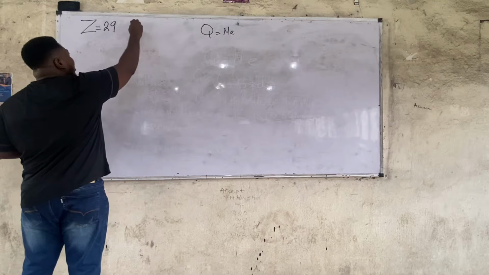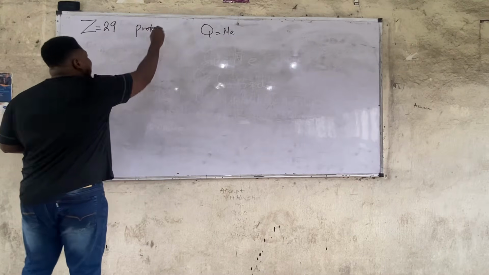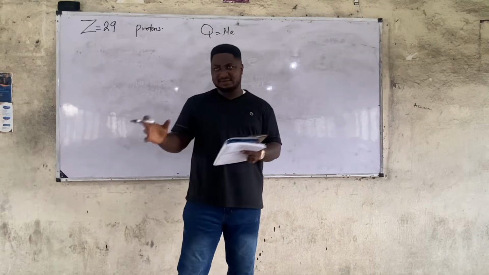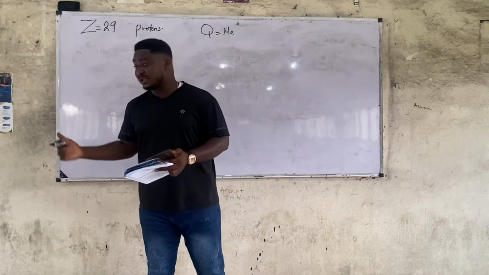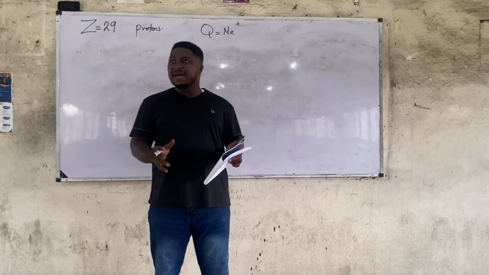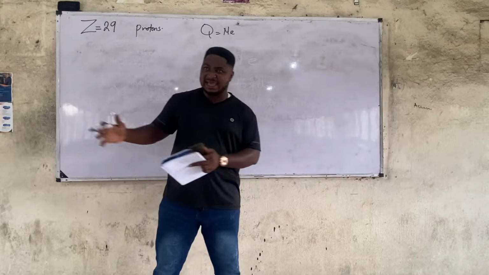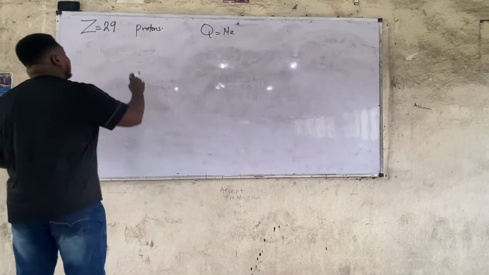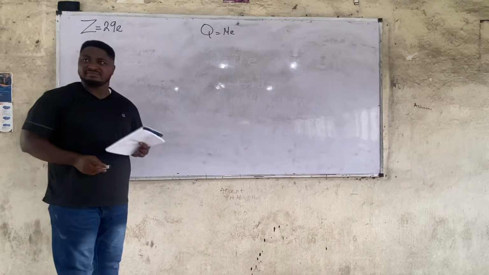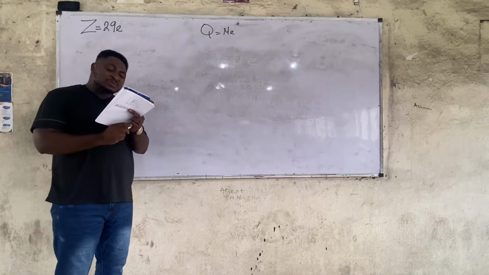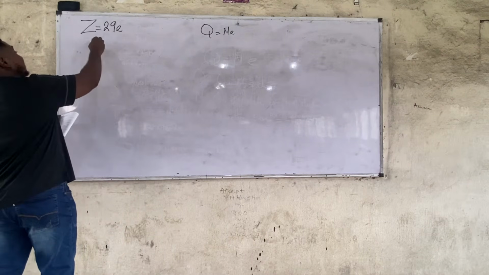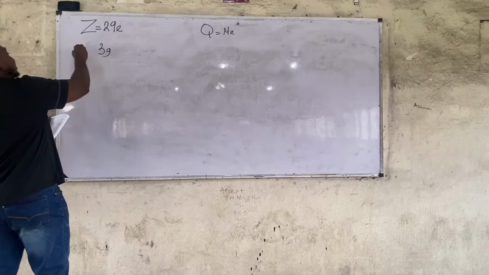And atomic number means number of protons, right? But class, we are aware that when elements are uncharged, they have an equal number of protons and electrons. So if copper has 29 protons, it therefore means that copper also has 29 electrons. Does that make sense, class? So class, that means that the number of electrons in copper is 29. That's not all. Class, we have a small copper plate of mass 3 grams. So the mass of the copper plate is 3 grams.